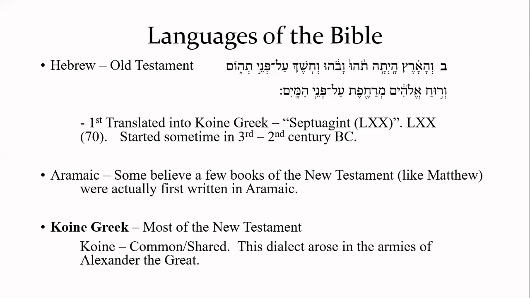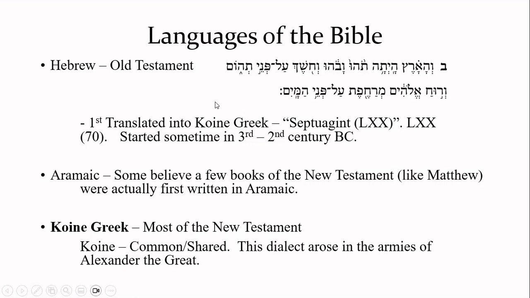First, let's talk a little bit about the languages the Bible was written in. The Old Testament was written in Hebrew. You can see an example of Hebrew script here. Much different than English, obviously. This Old Testament was translated from Hebrew into Koine Greek between the 3rd and 2nd centuries BC.